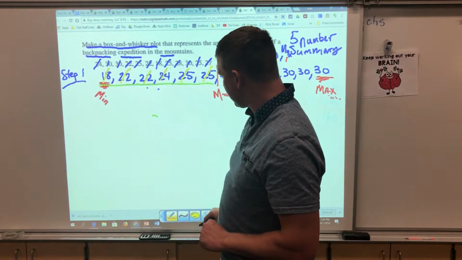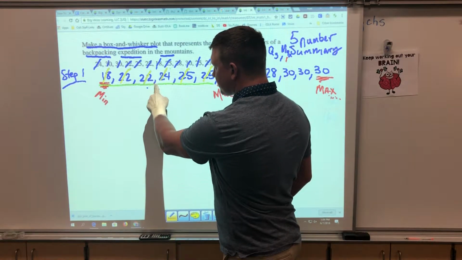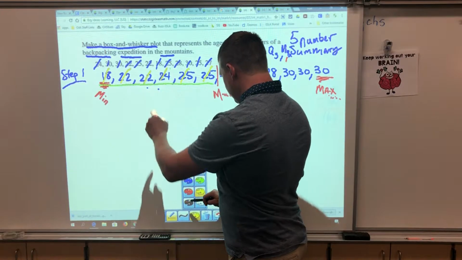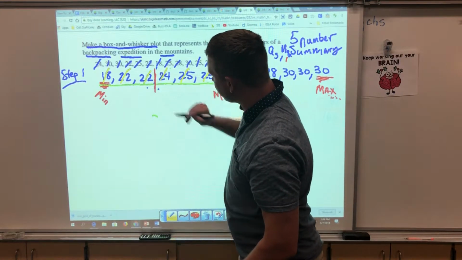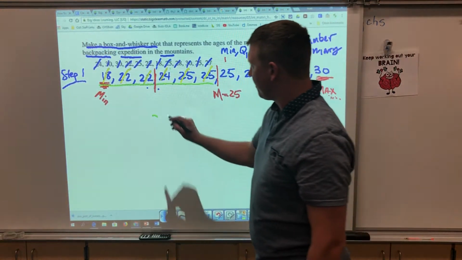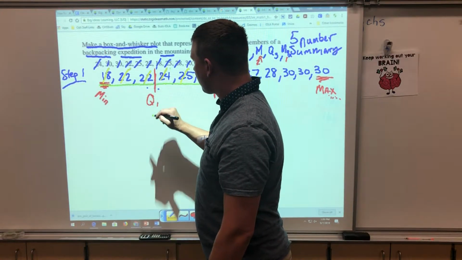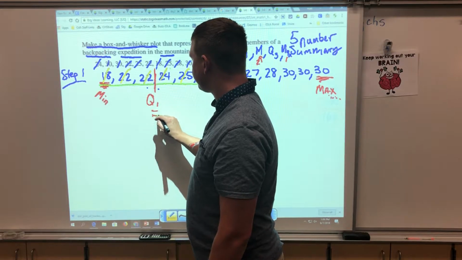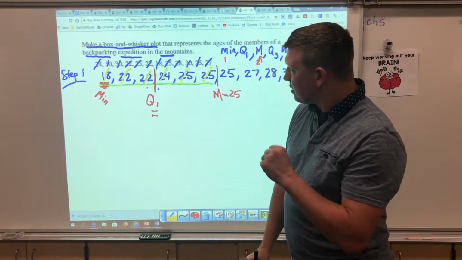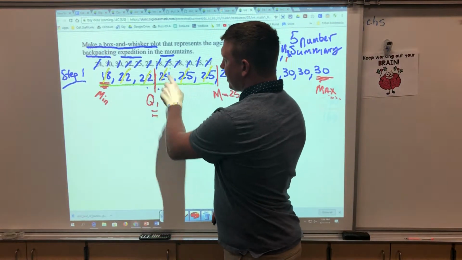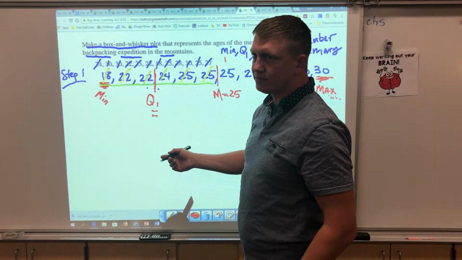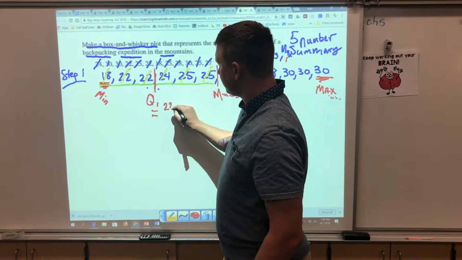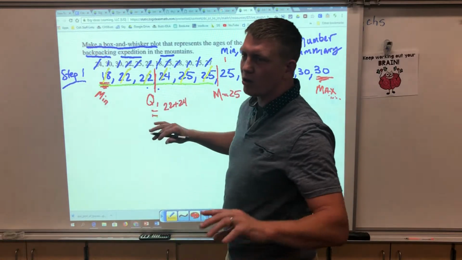Wait, where is the middle? I just crossed out these two. It's sliced halfway between there. So let's use this one, and we're going to slice halfway between those two numbers. That is identified as quartile 1. What number is quartile 1 going to equal? It's going to equal 22 plus 24, divided by 2. So essentially it's 22 plus 24. I'm showing way more work than you have to do.